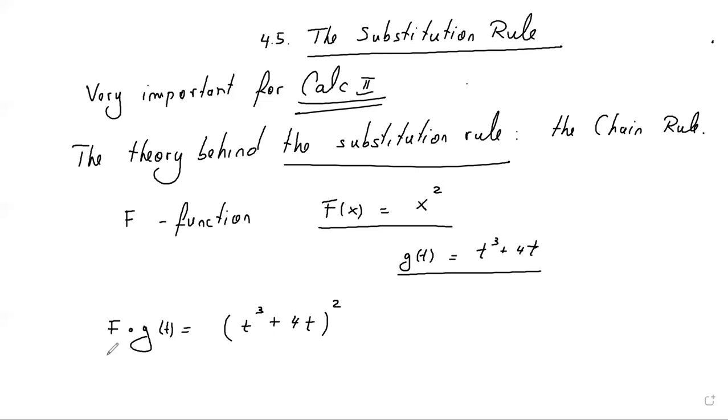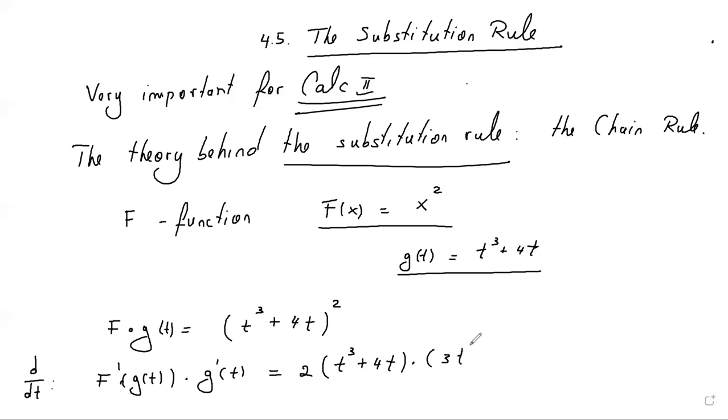Now, when you take the derivative of that, what you're going to get is f prime of g. If we do d over dt, we get f prime of g of t times g prime of t. Now f prime is 2x, so this is going to be 2 times t cubed plus 4t, times g prime of t, which is 3t squared plus 4.